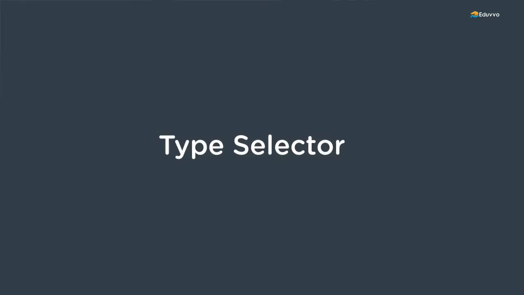Let's go over what we've learned so far about CSS selectors. A type or element selector is what we use to select a type of element on the page, like the body or a heading. So we use the HTML tag as the selector.